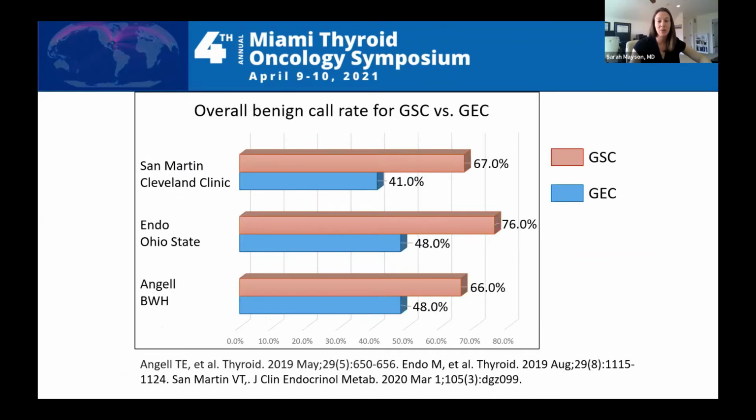This figure, on the other hand, compares the benign call rate of GSC to its predecessor GEC. And you can see that the benign call rate of GSC was substantially higher in all of these studies. The Cleveland Clinic study that I have listed here observed a 13% absolute reduction in thyroid surgeries at their institution after they adopted using GSC in 2017. Prior to that, they primarily utilized GEC.